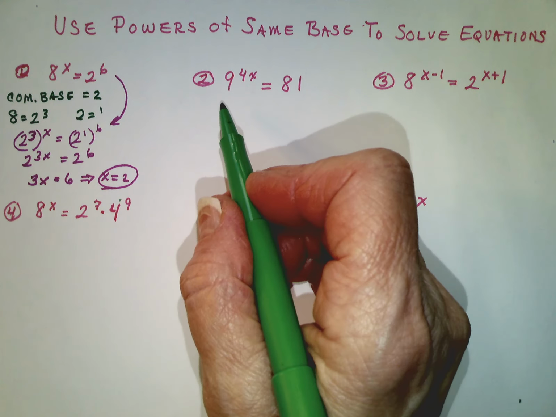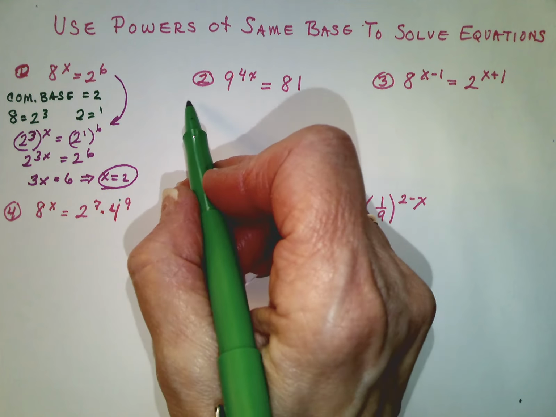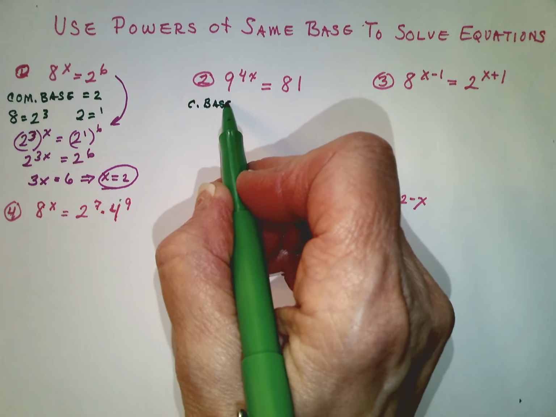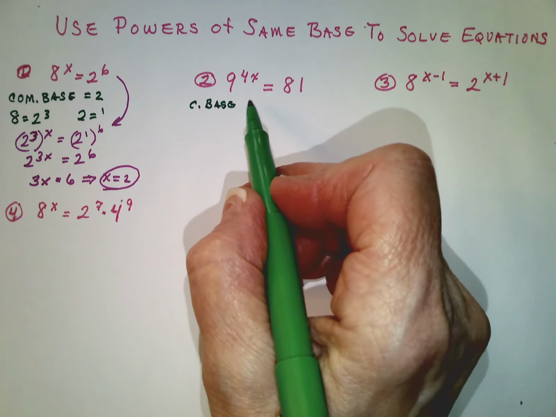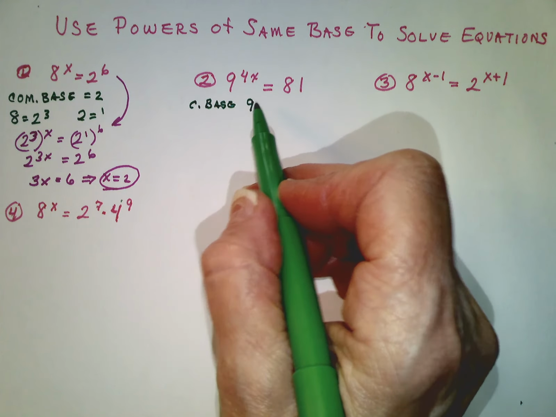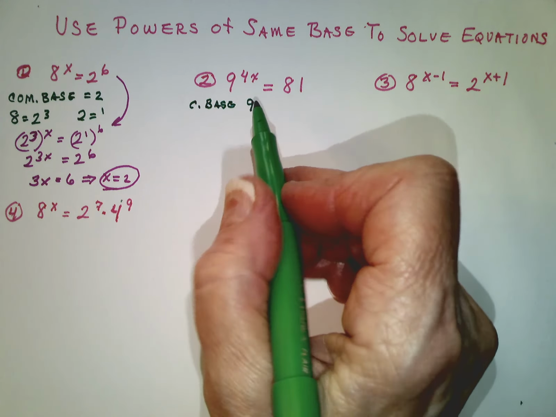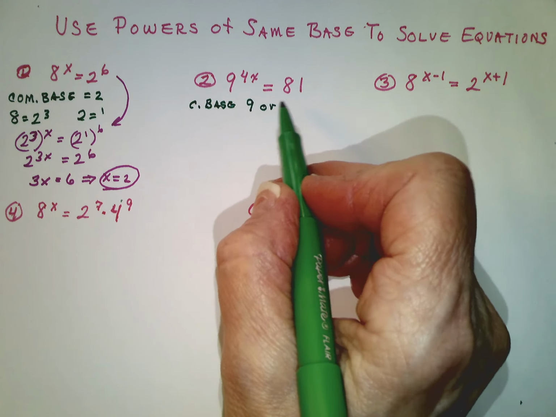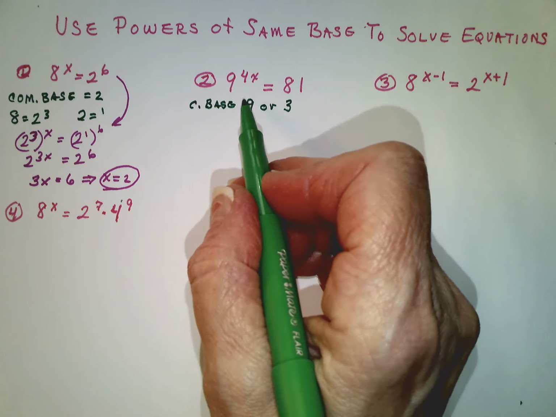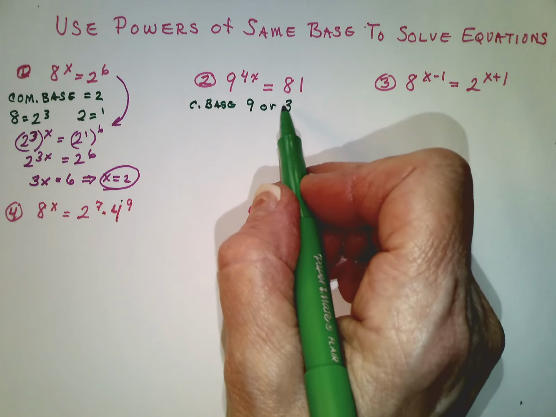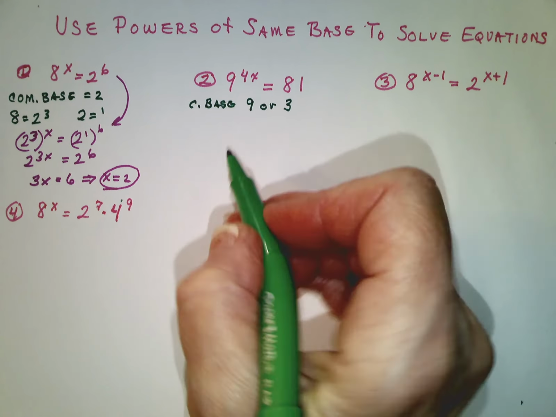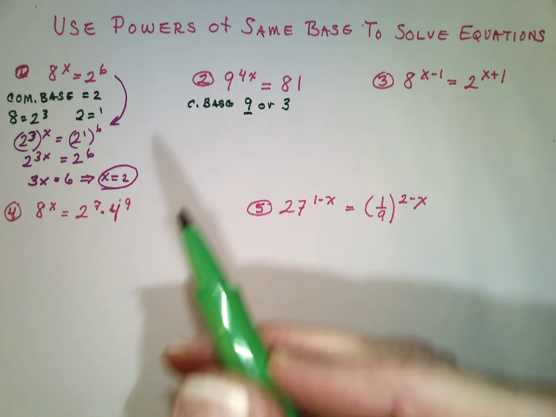For number 2, we actually have two possibilities for our common base. We could use 9, because 9 is a power of 9, and 81 is a power of 9. Or we could choose a common base of 3. We could write 9 as 3 to the second. We could write 81 as 3 to the fourth. I'm going to go with 9 just because I think it's going to be easier.